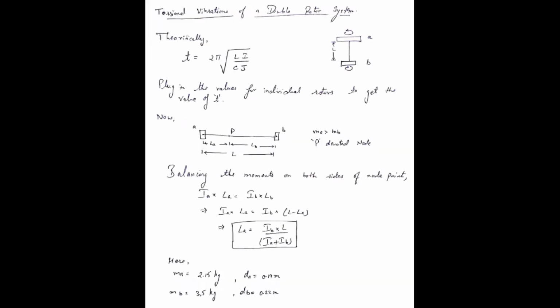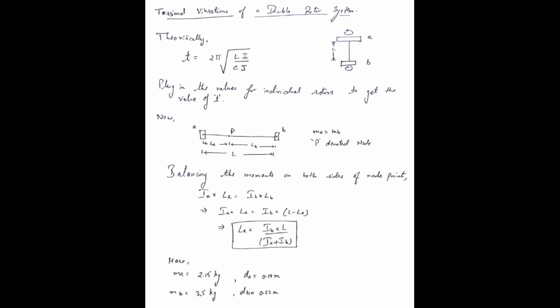Double rotor system. This is an extension of single rotor system. Consider the case of the crankshaft of a multi-cylinder engine to understand this. The firing order plays a major role in the torsion of the shaft. The equation of frequency here remains the same as that in single rotor system, that is 2π√(Ii/Cj). So this is the equation for time period.